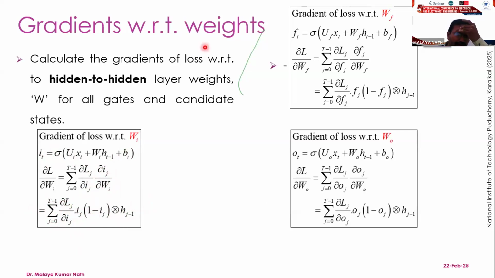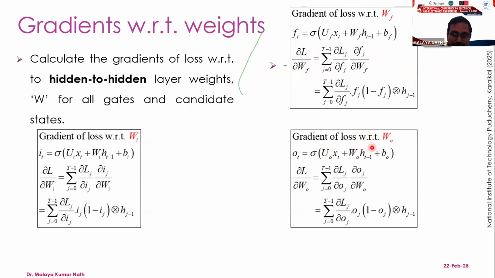Now, what will be the gradient of loss with respect to Wf? Already you know what Wf is. Wf is the weight associated with the forget gate, and the forget gate output expression is sigma of Uf xt plus Wf h of t minus 1 plus Bf. Now, if we calculate the derivative of loss with respect to Wf, that is nothing but the derivative of loss with respect to f of j and f of j with respect to Wf. If we substitute this value here, this boils down to this expression. This can be easily computed by taking the chain rule of the derivative.